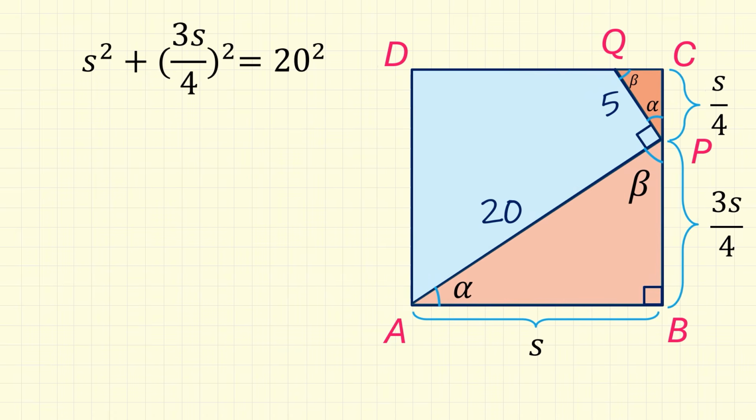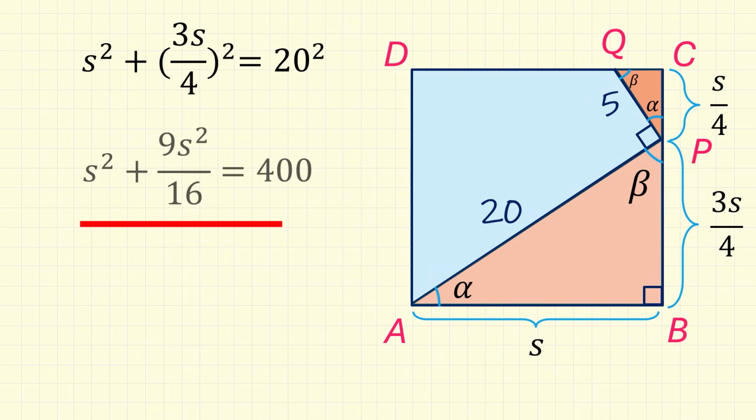Let's focus entirely on our bottom triangle. Its base is S, its height is 3S over 4, and its hypotenuse is 20. Applying the Pythagorean theorem, S squared plus (3S over 4) squared equals 20 squared. Squaring the fraction gives S squared plus 9S squared over 16 equals 400.